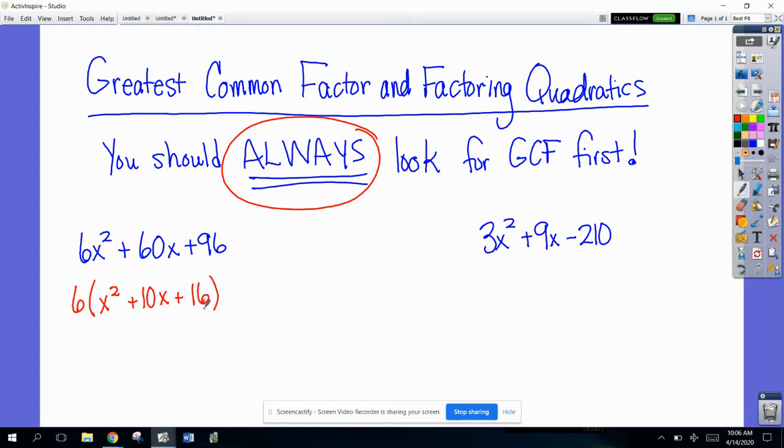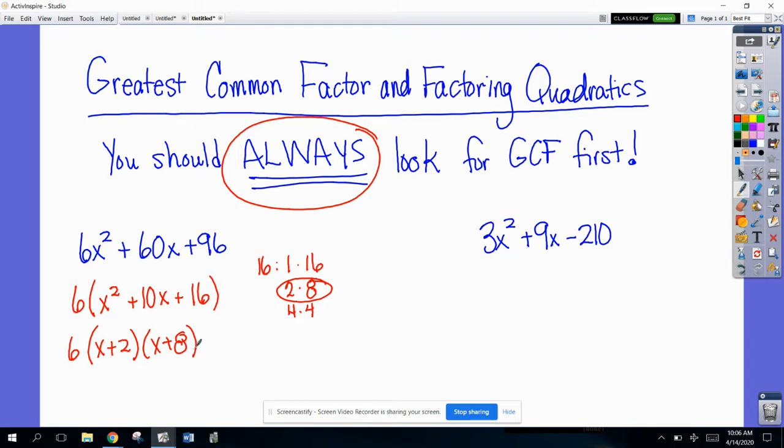And so now I'm going to do what I just did yesterday. I'm going to find what multiplies to give me 16 and adds to give me 10. So if I think about 16, I think 1 and 16, I think 2 and 8, I think 4 and 4. If I'm trying to get a 10, I'm going to choose 2 and 8. And so my answer is 6 times x plus 2 times x plus 8.